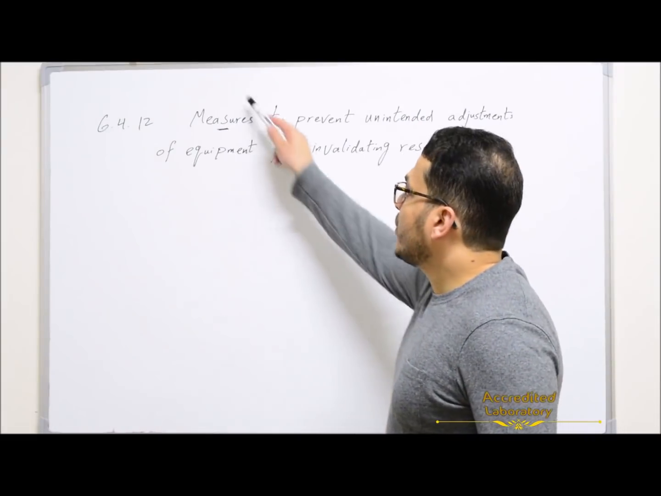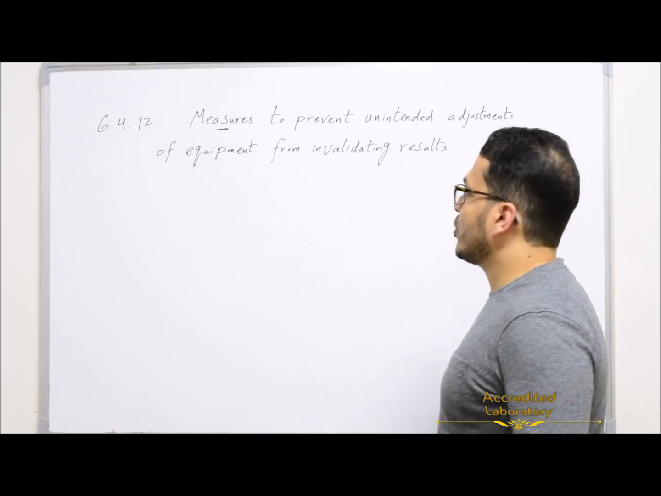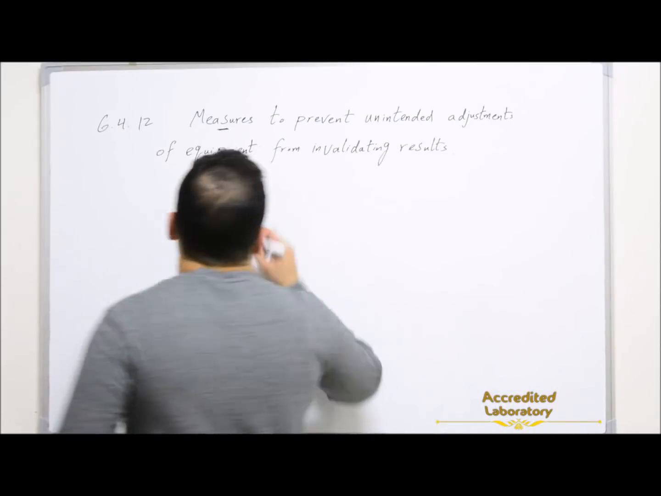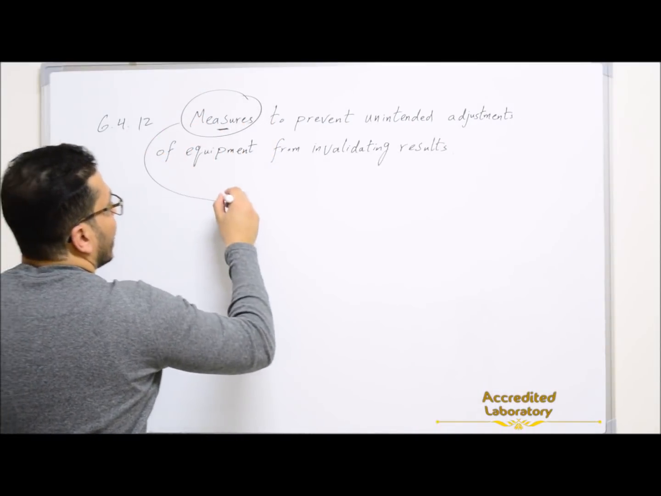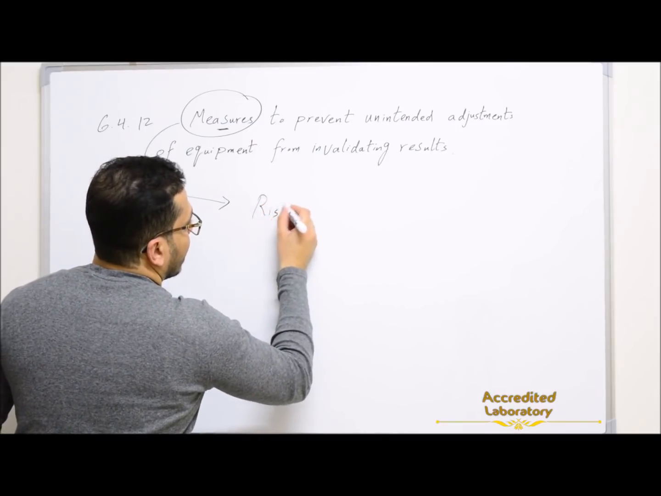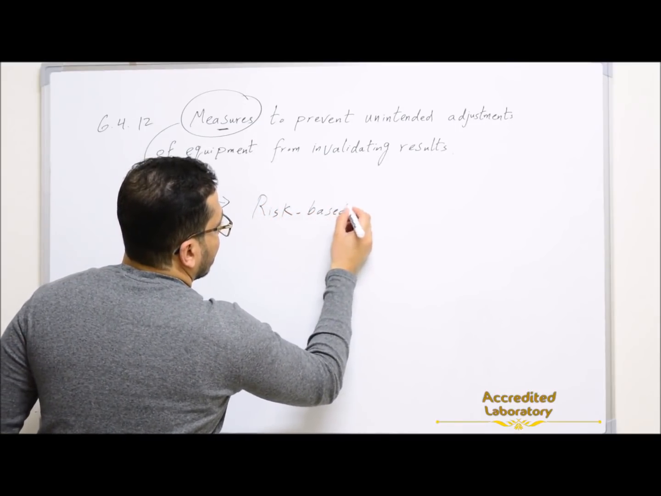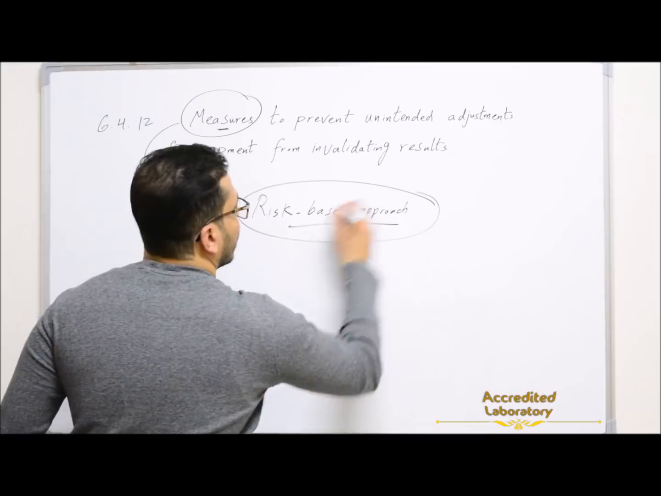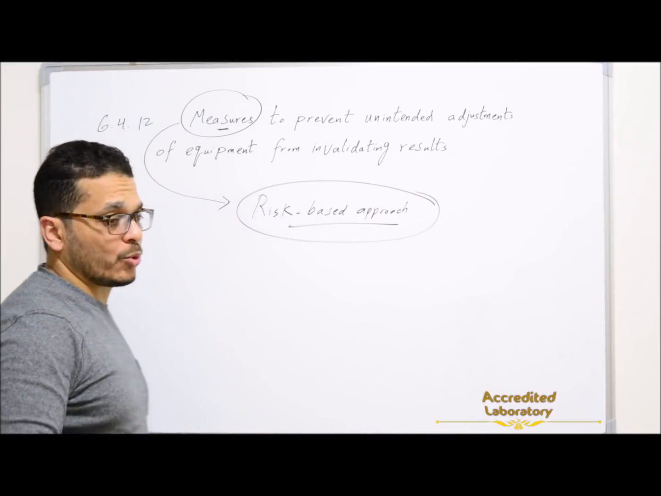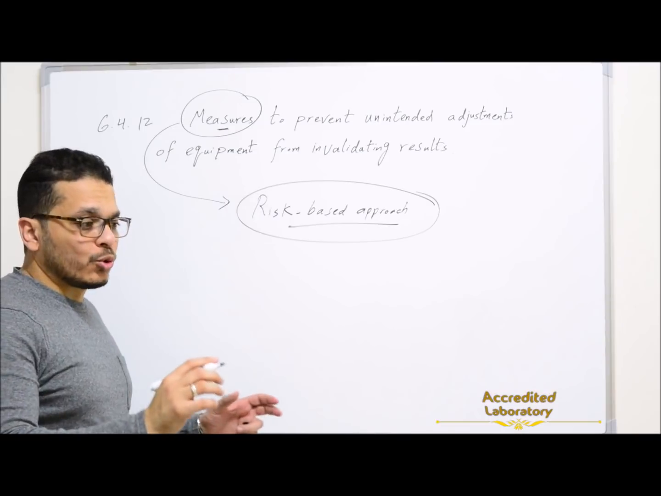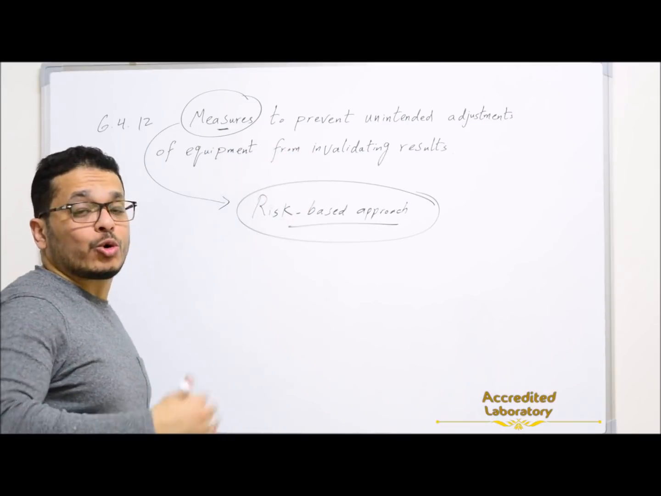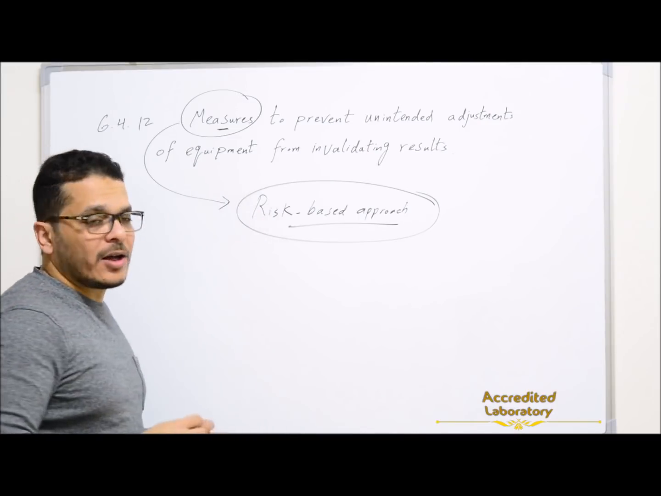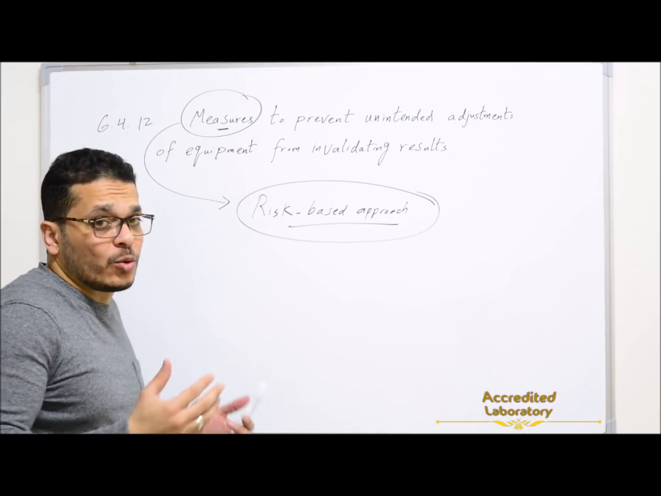You should have some measures to prevent unintended adjustment of equipment from invalidating results. These measures are a very important point because they are related to the risk-based approach, which is the most important point added to this edition. You will have some measures to control your work, to prevent or avoid any risk coming from your equipment, to prevent any unintended adjustment of all equipment, as we said before.